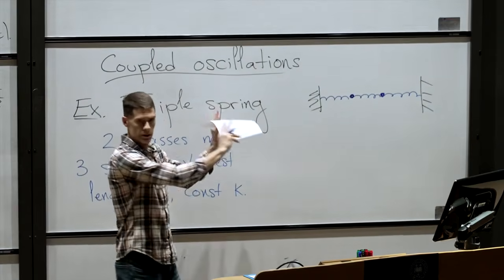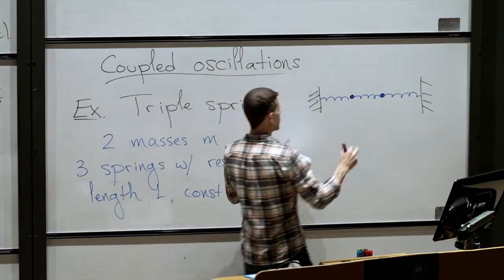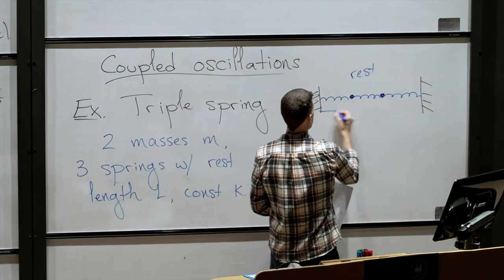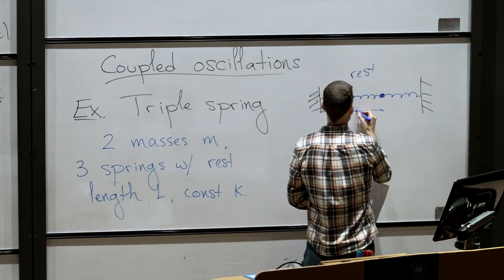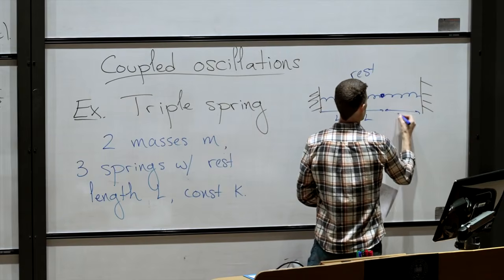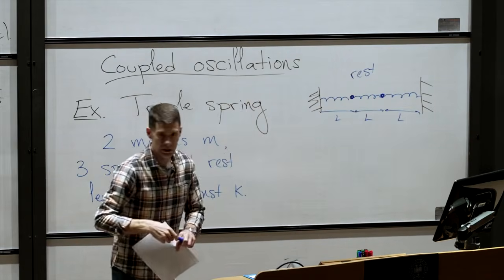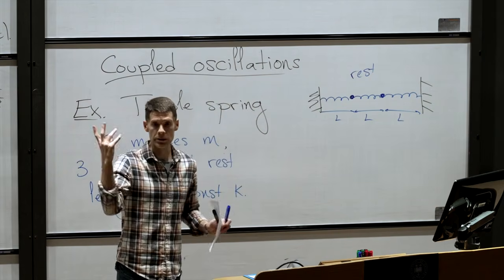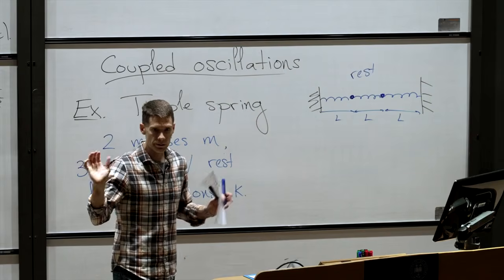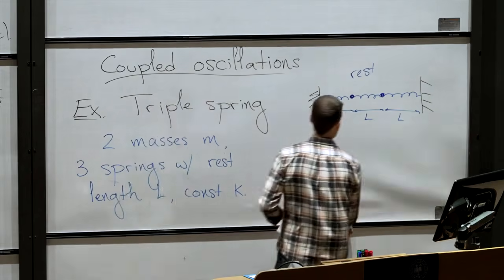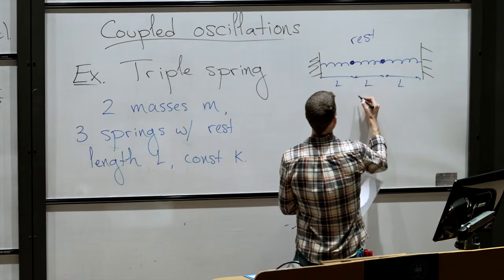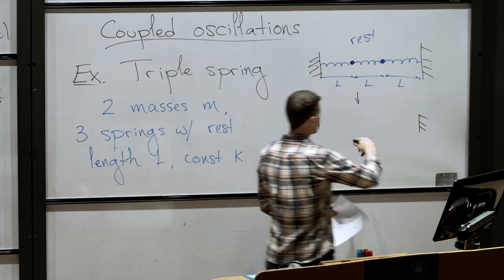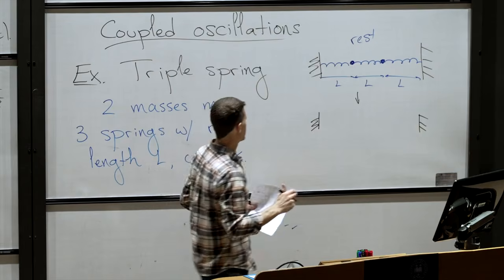Okay. Now let's suppose that the setup is like that. So this is a rest state. That's exactly L, L, L. So it's happy. All the springs are where they want to be. But then I do something. I pull one of the springs, or I move it. So I perturb the system. And now I'm going to let the dynamics take over.